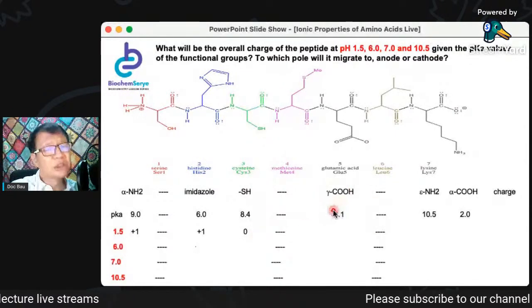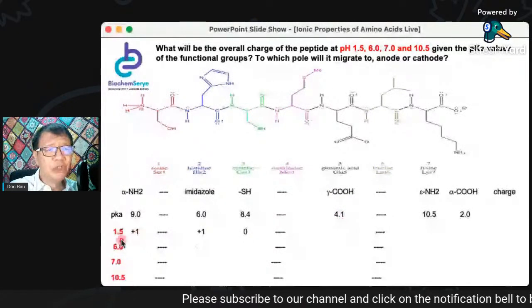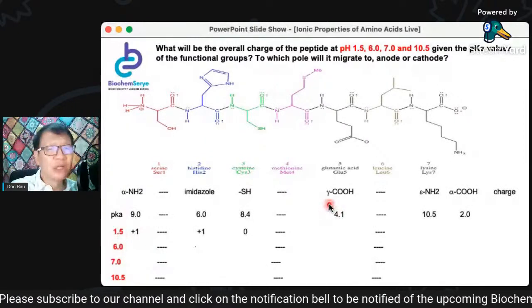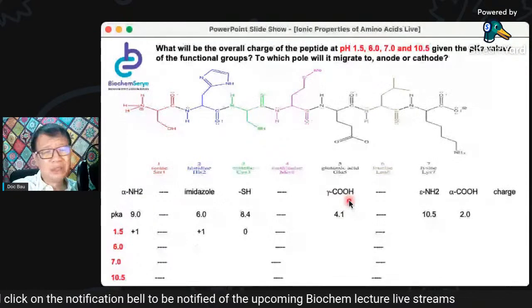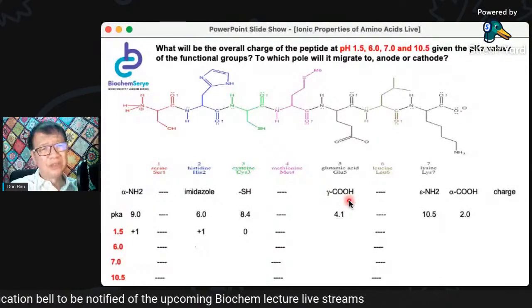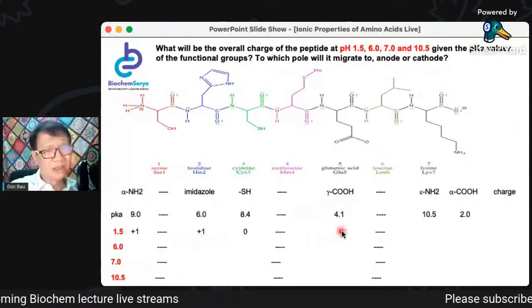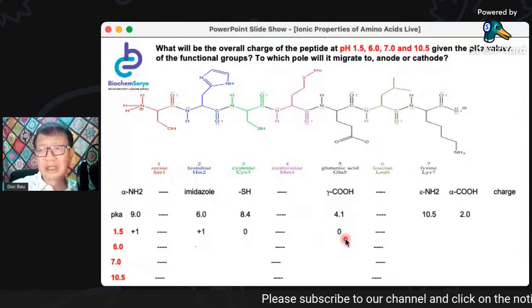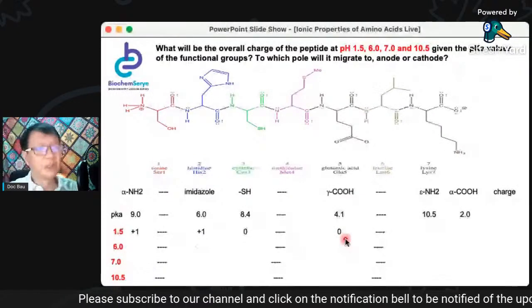Your alpha carboxyl in the same vein, it's 4.1. The pH of the milieu is 1.5, so you have relative abundance of your hydrogen ion. Your gamma carboxyl, although it's acidic, does not have to dissociate, right? It does not have to deprotonate. So it will still be 0. I hope you're getting it. I cannot gauge the reaction, but I hope I can see you nodding.